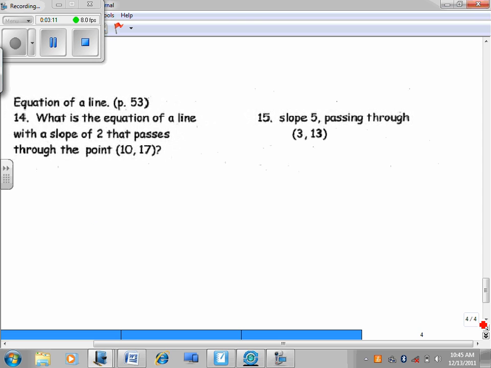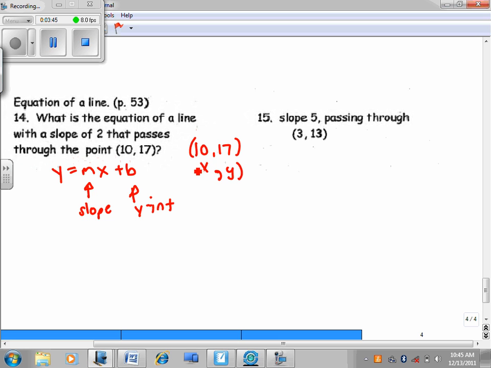Okay, the equation of a line. What is the equation of a line with a slope of 2 that passes through the point (10, 17)? Okay, we know that we have the equation of a line, y equals mx plus b, where m is our slope, b is our y-intercept, and we have x and y. Well, this point, (10, 17), every point has an x and a y. That's its address. So it's x, comma, y. So we just need to plug in and solve for b.